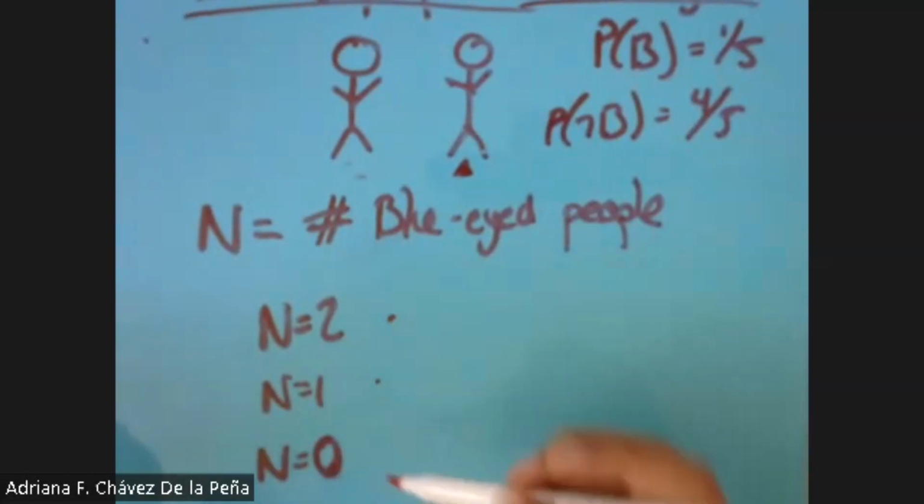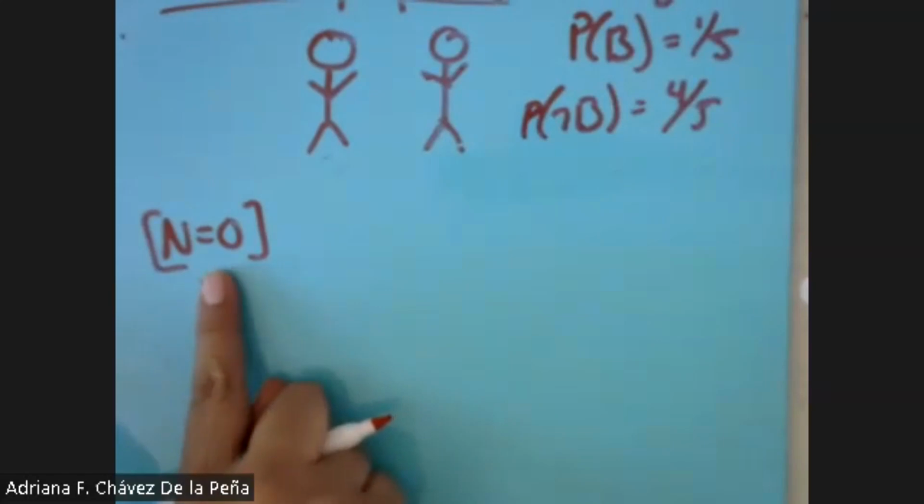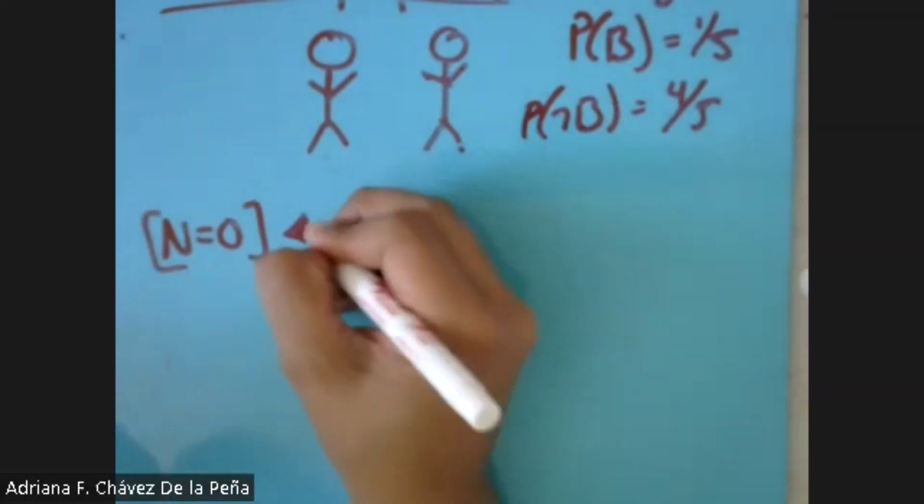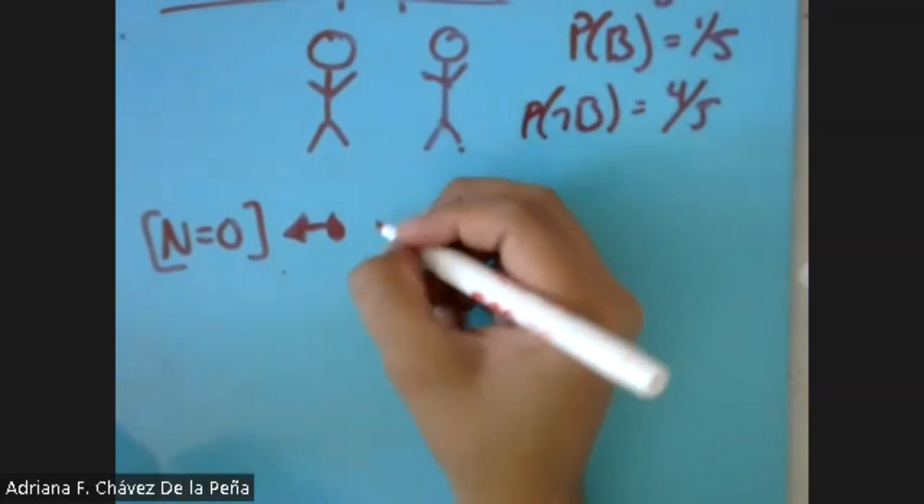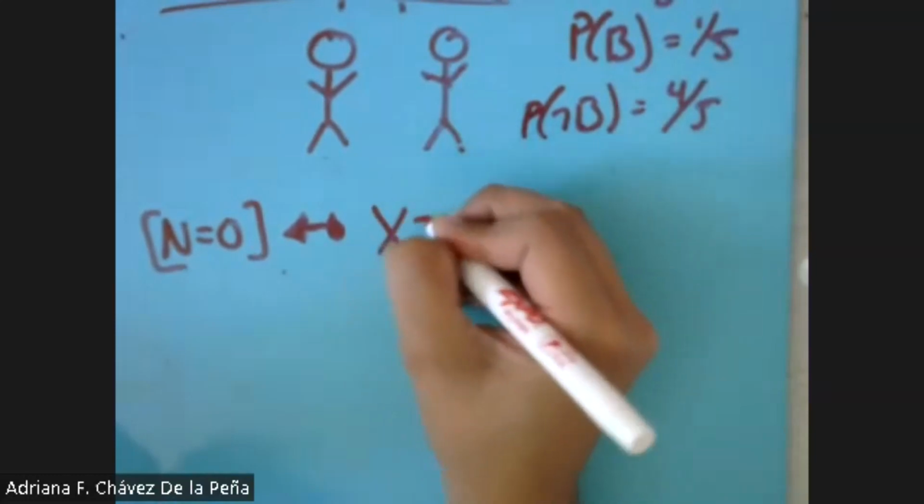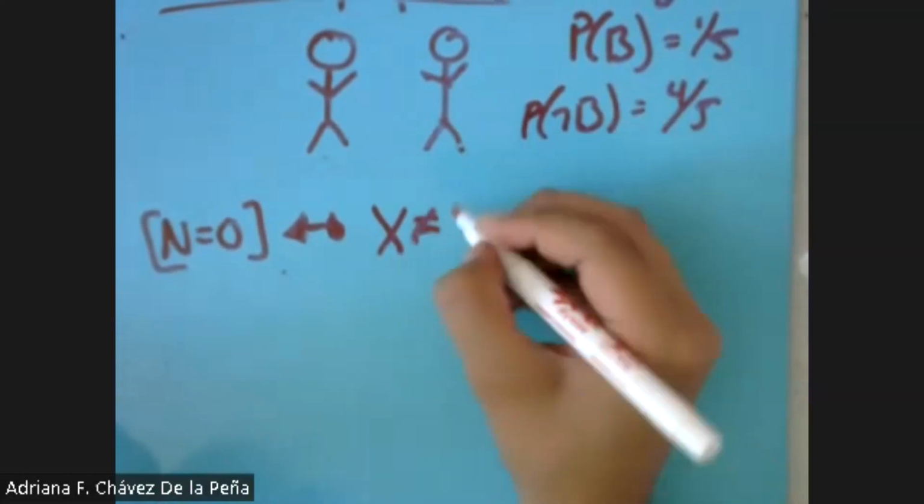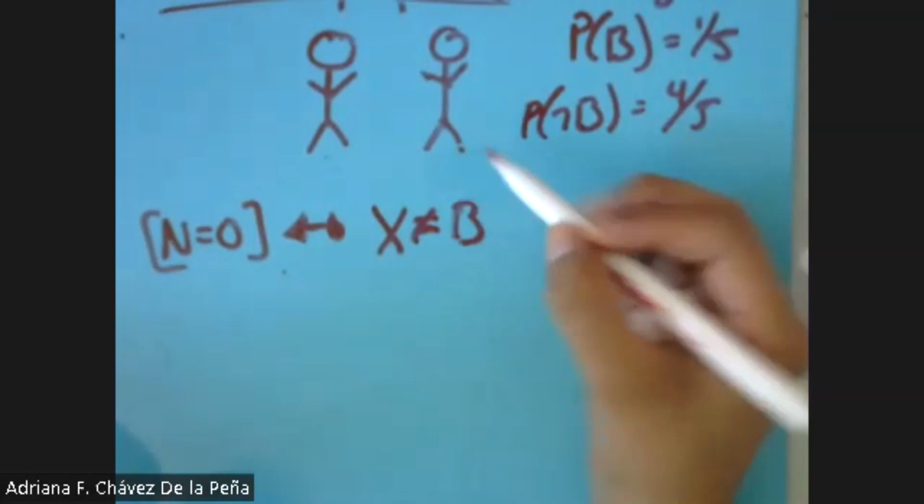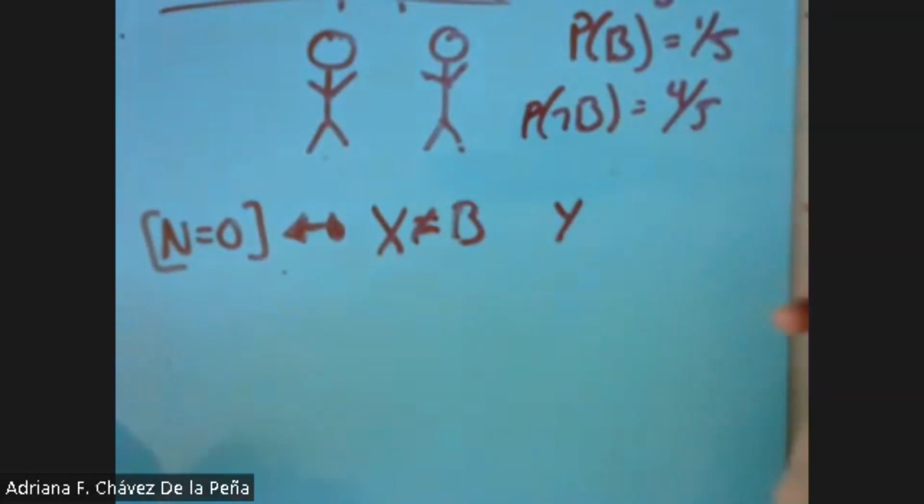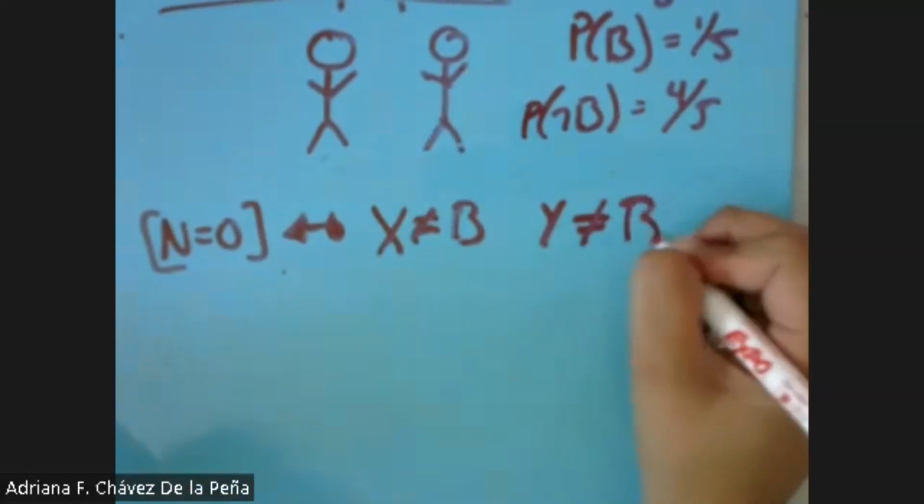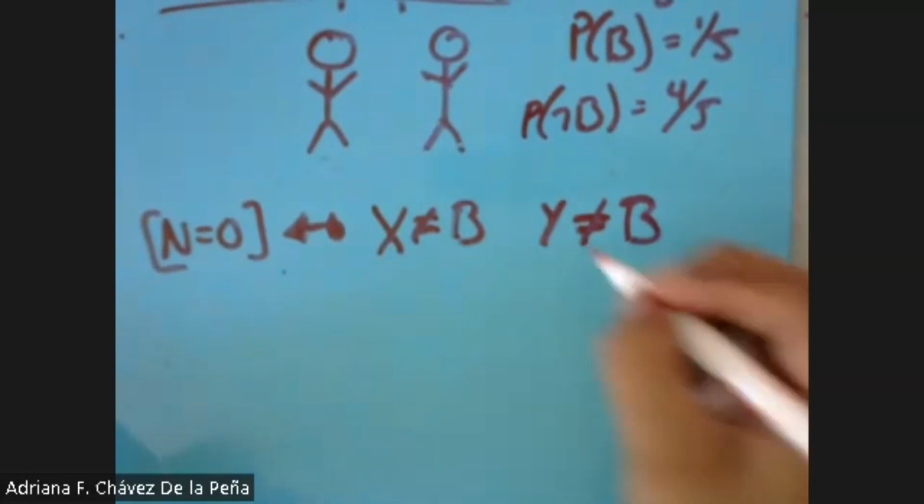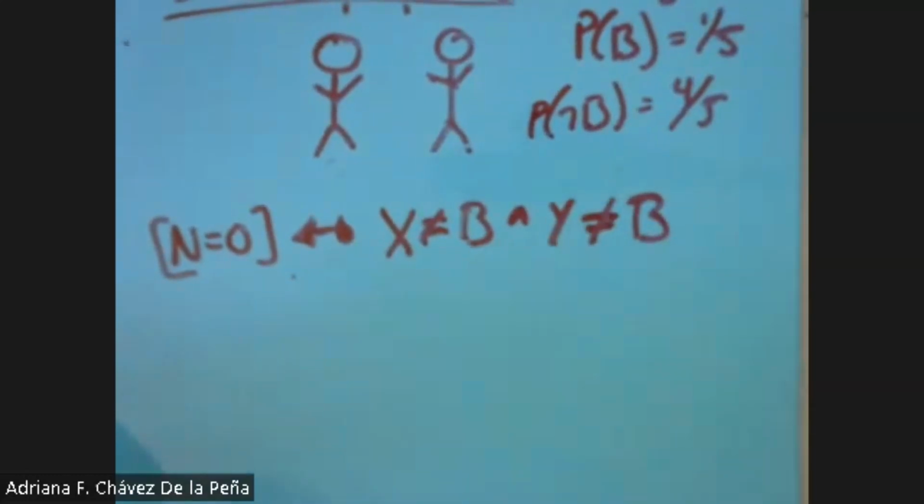So let us start from the bottom up with the case in which neither of these 2 guys had blue eyes. So for this scenario where neither of them have blue eyes, this is equivalent of saying that this first guy, that I'm going to denote X for simplicity, has eyes that are not blue. And this second guy, that I'm going to denote for simplicity Y, also doesn't have blue eyes. So these 2 things happen at the same time. I have here my little AND notation.